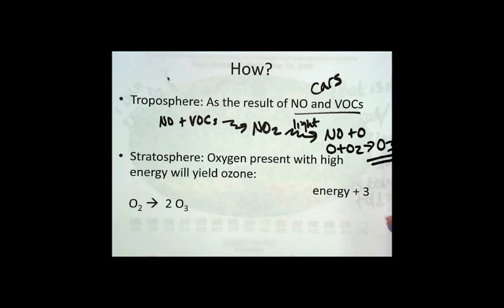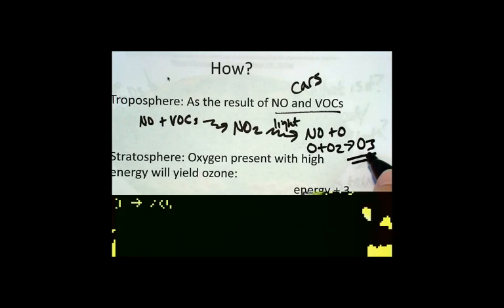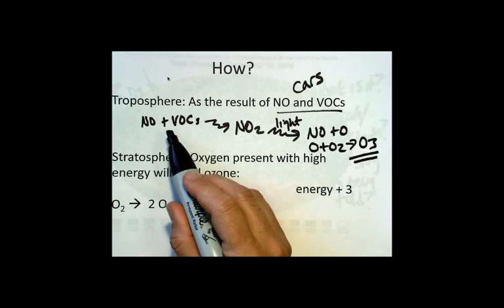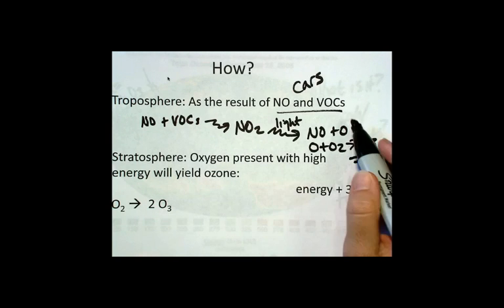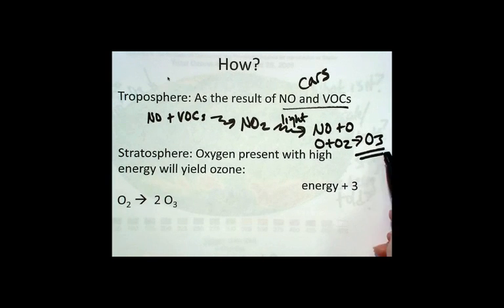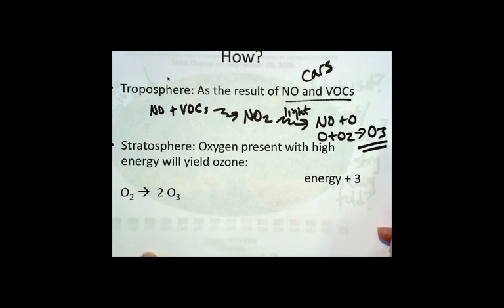So that's why we call ozone, tropospheric ozone, a secondary pollutant, because it's a result of the primary pollutants undergoing a change in the presence of light to produce the ozone. So that's how we end up with that kind of higher concentration of ozone down in the troposphere.